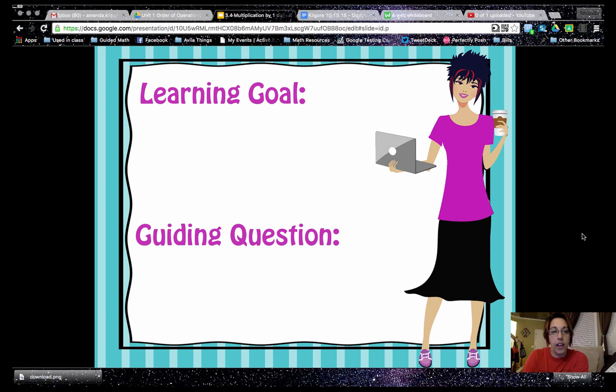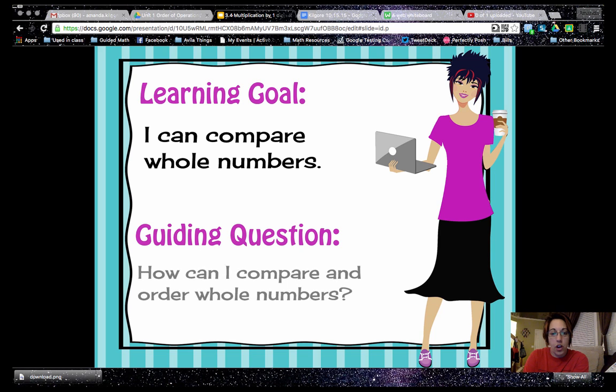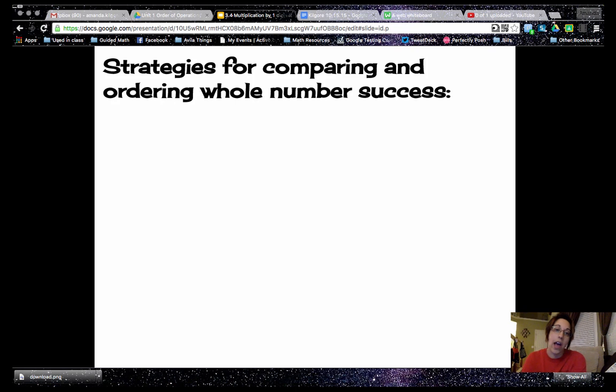Our learning goal tonight is I can compare whole numbers. Our guiding question is how can I compare and order whole numbers? For this lesson, we do not have any new vocabulary, but we do have some strategies for comparing and ordering whole number success. So make sure that your notes are out and you are copying these down.